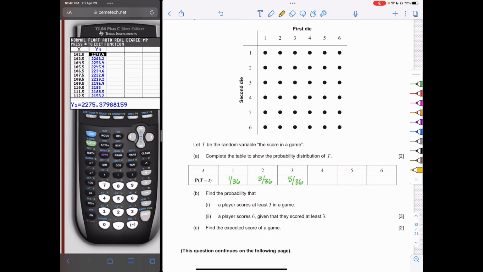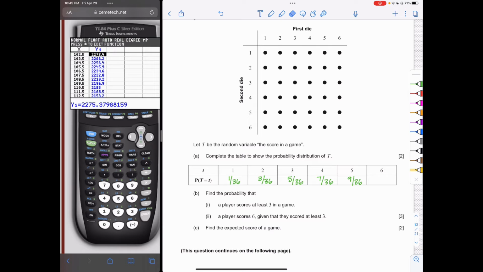The only way that you're going to score a 4 is if you get a 4 and a 1, a 4 and a 2, a 4 and a 3, a 4 and a 4, or you can get a 1 and a 4, a 2 and a 4, and a 3 and a 4. So that's going to be 7 out of 36. And the pattern will continue for 5. So that's going to end up being a 5 and a 1, 2, 3, 4, and 5. And then you can get a 5 and a 1, 2, 3, and a 4. So that's going to end up being 9 out of 36.